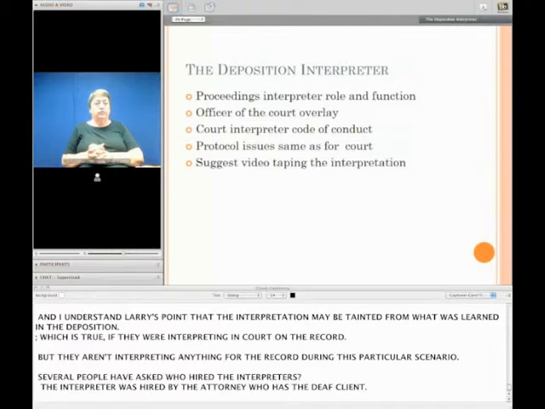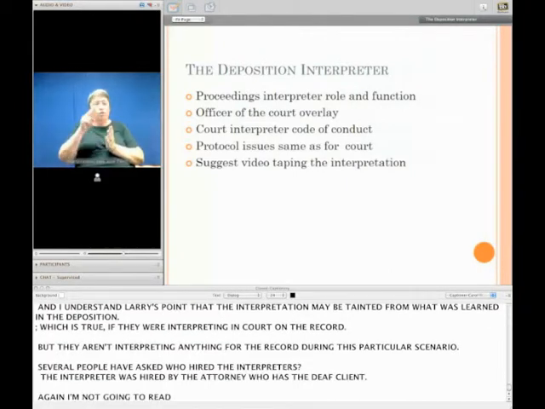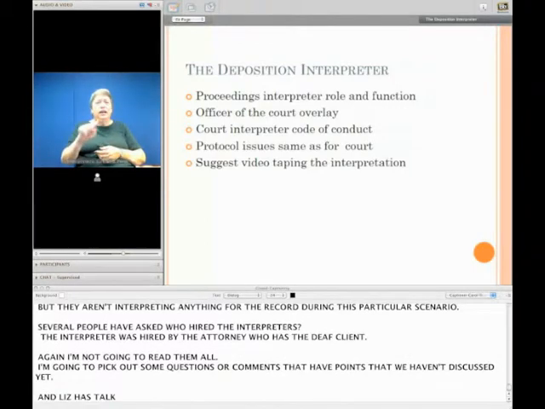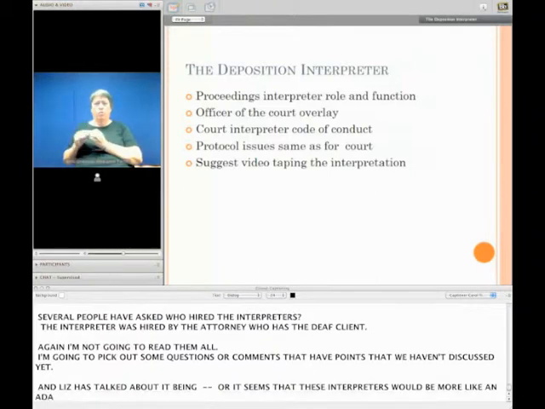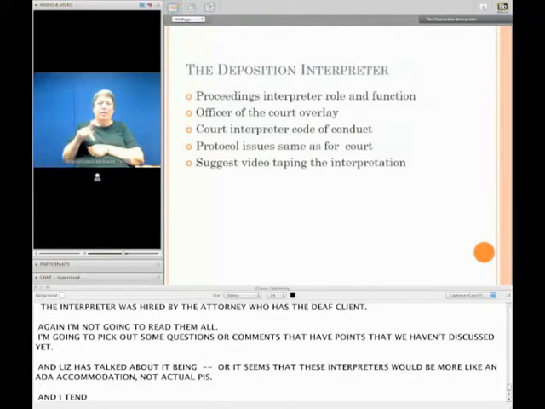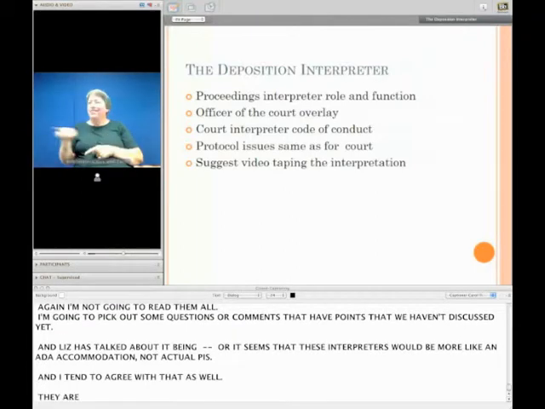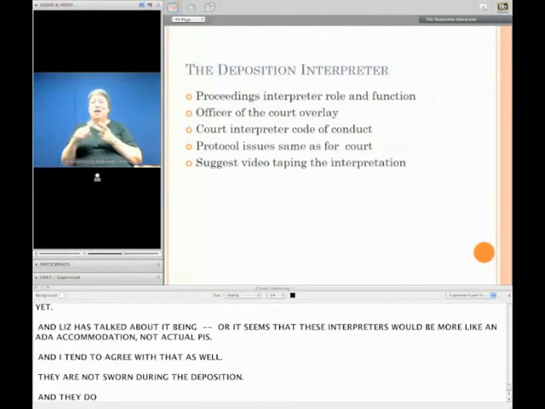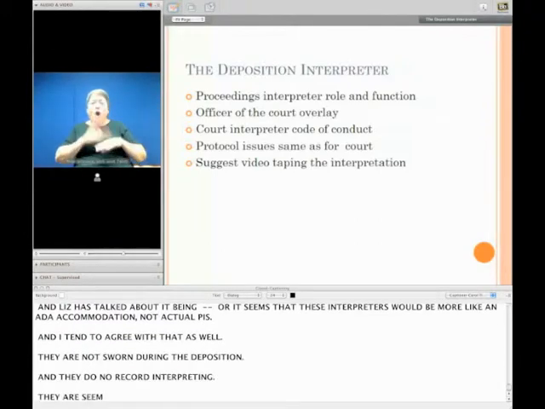I'm not going to read them all. I'm going to pick out some questions or comments that have points that we haven't discussed yet. And Liz has talked about it being that, or it seems that these interpreters would be more like an ADA accommodation, not actual PIs. And I tend to agree with that as well. They aren't sworn during the deposition, and they do no record interpreting. They're simply there to let an audience member see what is happening in the deposition.